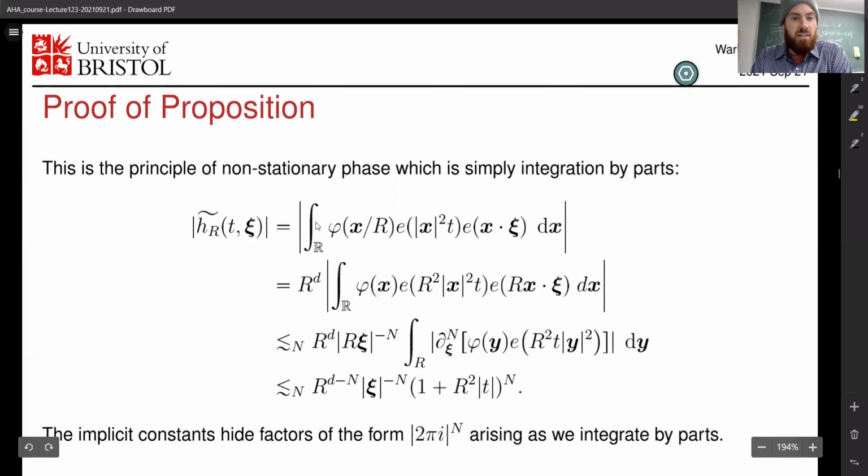All I do is a change of variables where I send x to r times x. So I pull out that factor of r to the d that we saw at the front, and I'm left with an expression that looks like the second line.